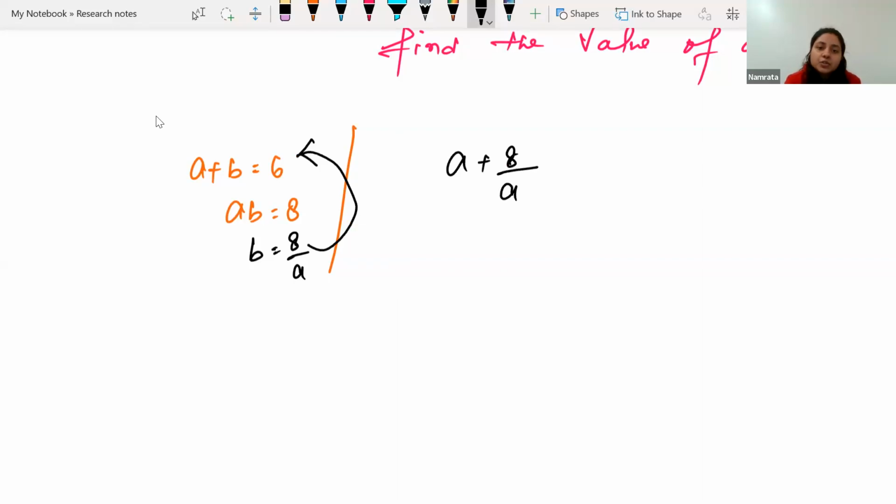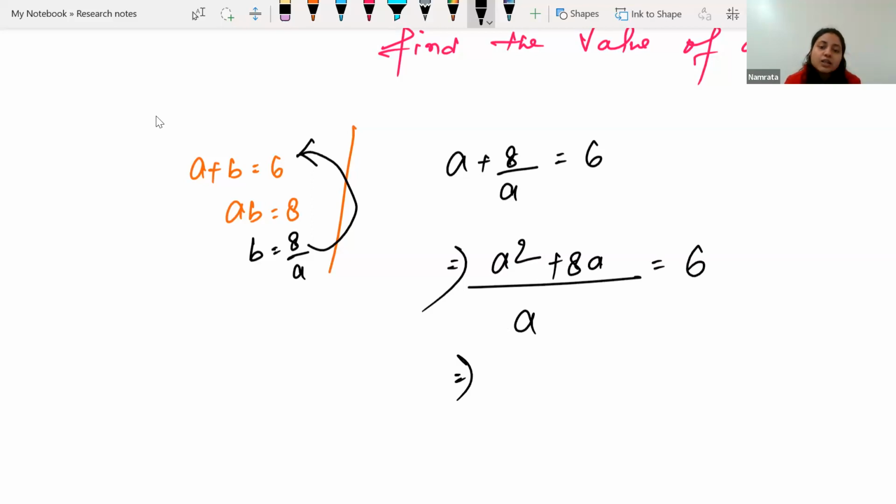b is equal to 8 by a, that's what we are saying, so we take a as the LCM. It became a square plus 8 in the numerator is equal to 6. That will give us a square plus 8 is equal to 6a. This a will go over there, 6a. So here we are getting a square.